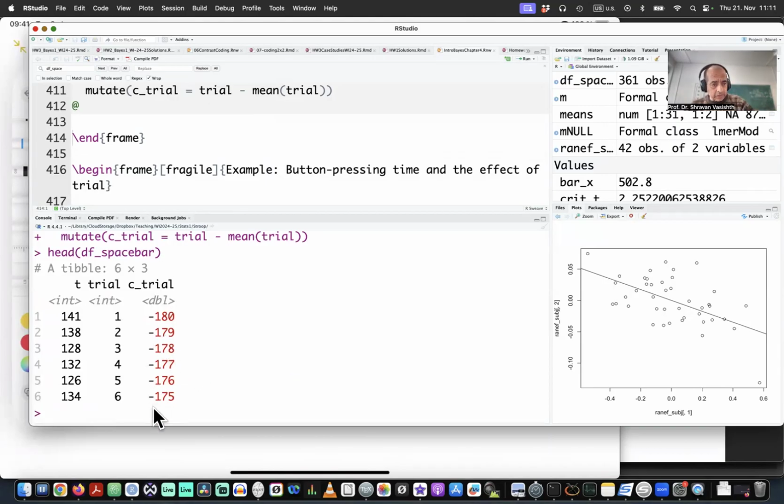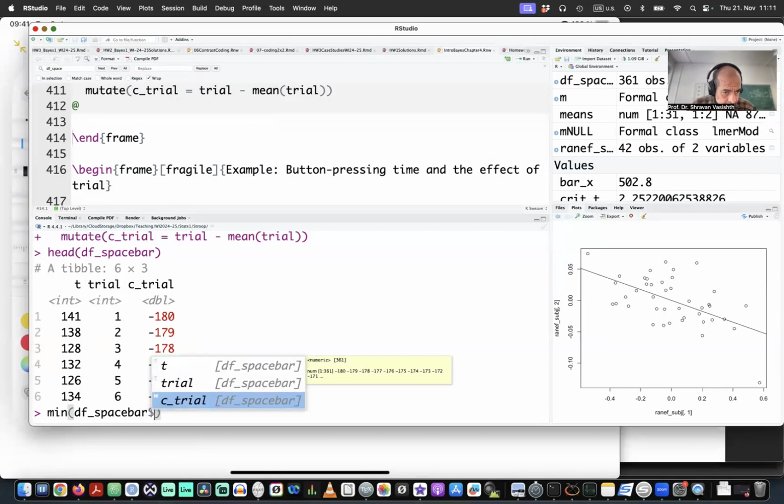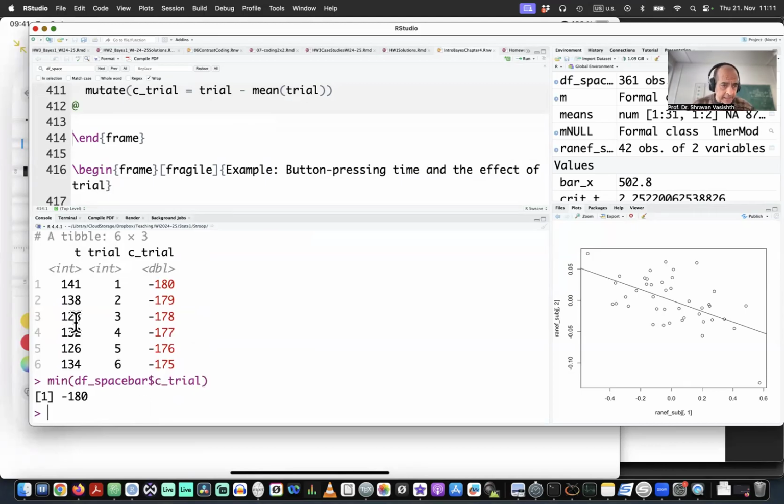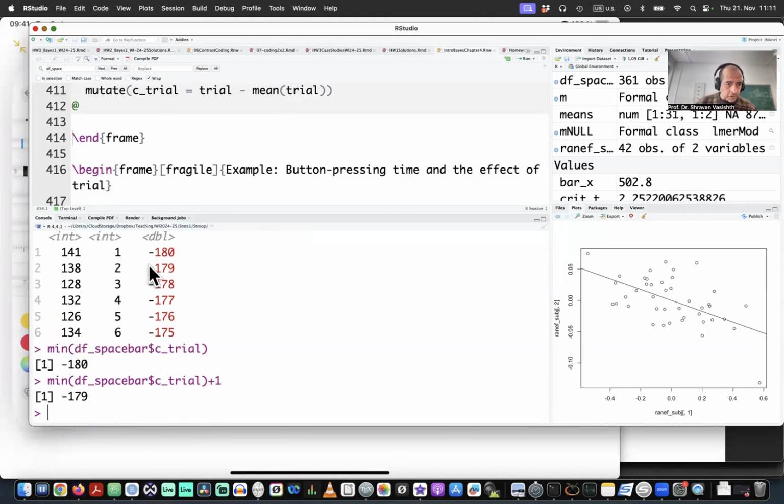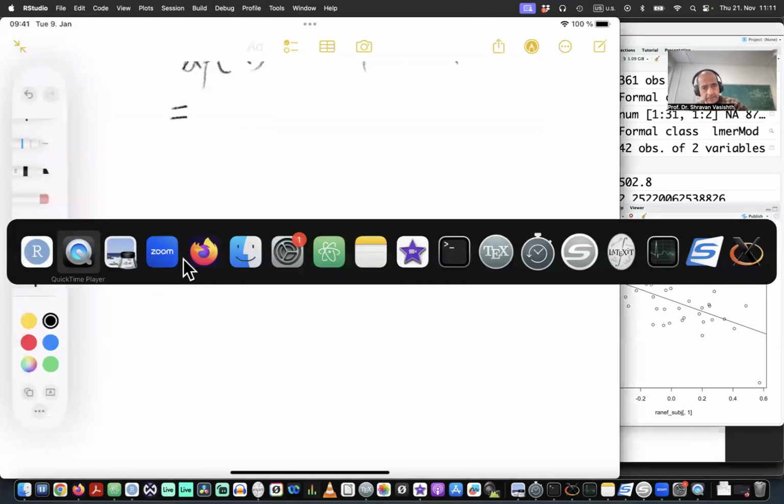And so let's see what the minimum value is. Minimum value for centered DF. What's wrong here? Space bar, sorry. Minimum value is minus 180. Minus 180 corresponds to trial ID 1, okay? And therefore, this thing plus 1 would correspond to trial ID 2. So what I'm going to do now is I've got minus 180 and minus 179 as my centered values.